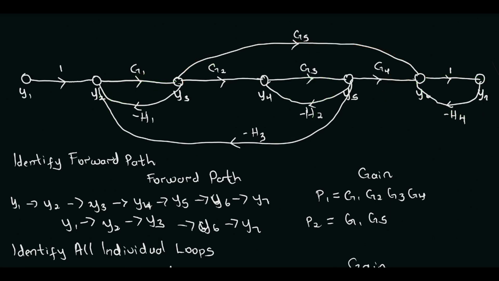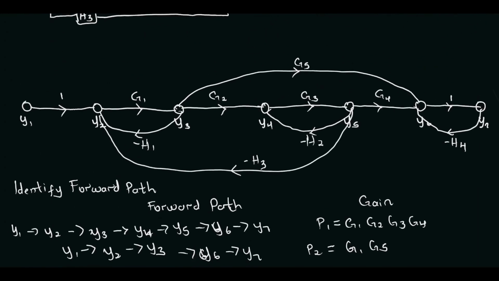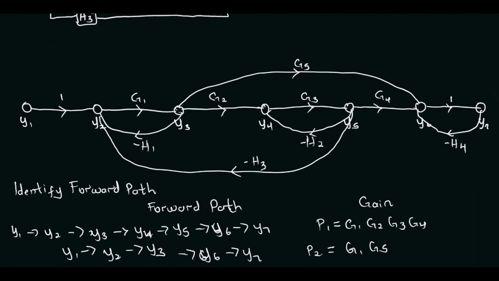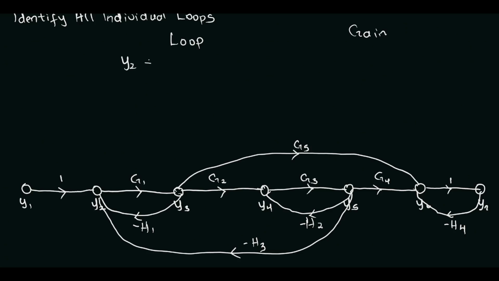So let's write down our first loop and put the diagram so that you can see it. Our first loop is y2 to y3 to y2, and the gain of our loop, L1, is equal to minus h1 g1. So this is our gain.